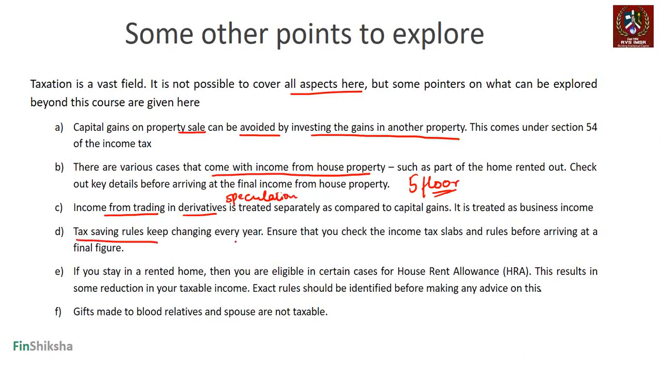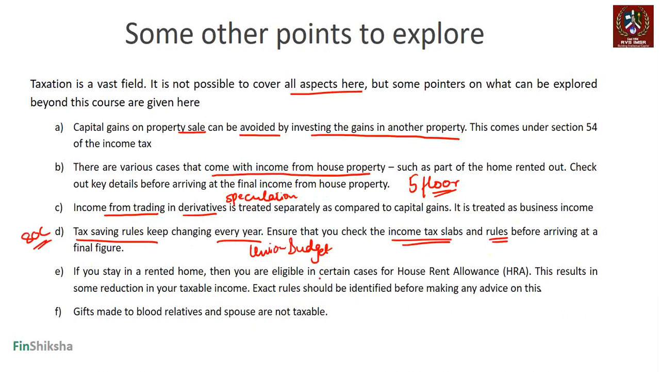Tax saving rules keep changing every year. Ensure that you check the income tax slabs and rules. So ATC limits can change, slabs can change. It is important for you to check these every year. Every year, these are typically announced in the union budget, right? If there is any change to these rules.